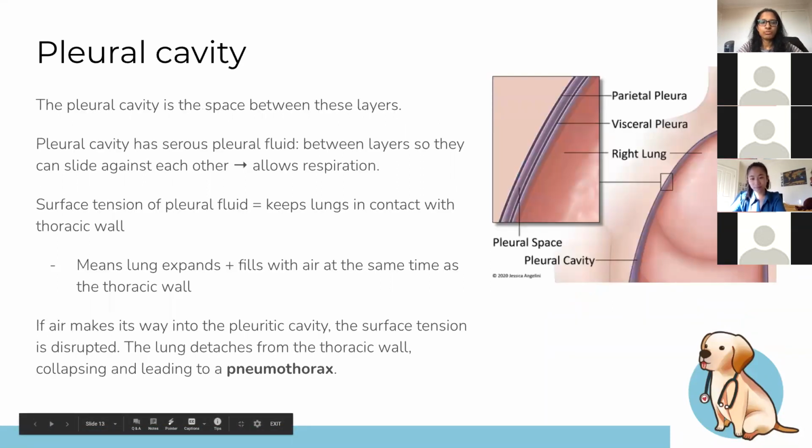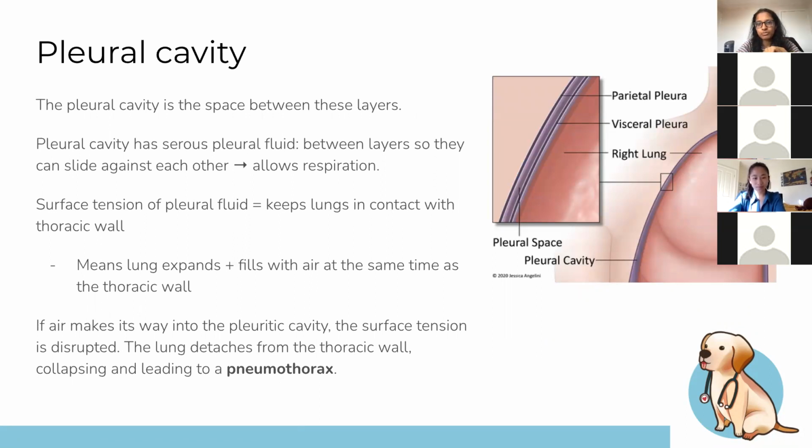And then we move on to the pleural cavity. Your pleural cavity is the space between the visceral and parietal pleura. The pleural cavity contains fluid, which we call serous pleural fluid. It's just fluid between layers, so that the layers can slide against each other, and it also allows for quiet respiration, so there are no harsh breath sounds or anything. You can imagine that if the pleura gets inflamed, or if something happens to this fluid, you're going to get quite harsh sounds when you breathe.